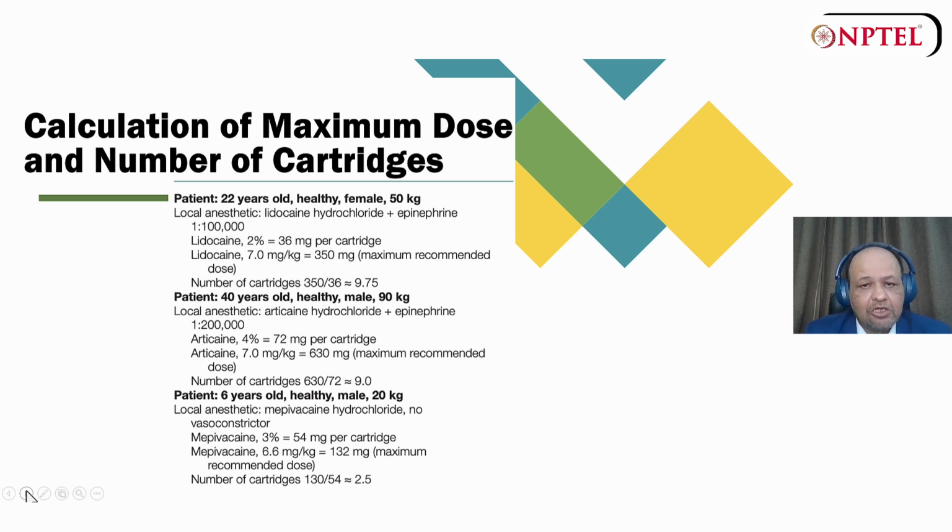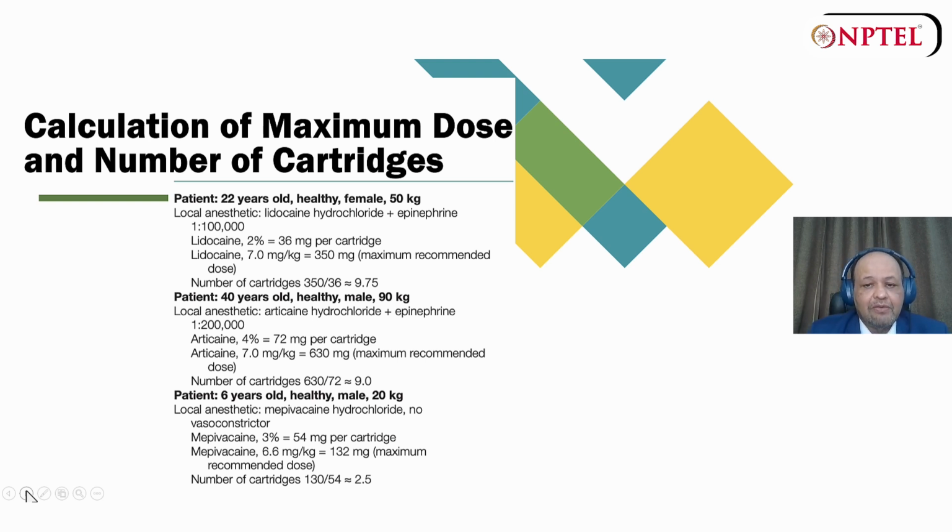So, calculation, I've talked about this earlier. Now imagine a situation where there's a healthy female patient of 22 years weighing about 50 kilograms. If you want to use the routine local anesthetic, one can use epinephrine of 1 in 100,000, and the amount would be, if you calculate, a cartridge which has 36 milligrams per cartridge. So lidocaine with adrenaline becomes 350 milligrams. You just need to multiply the weight of the patient by 7 milligrams, and you get the maximum dose.